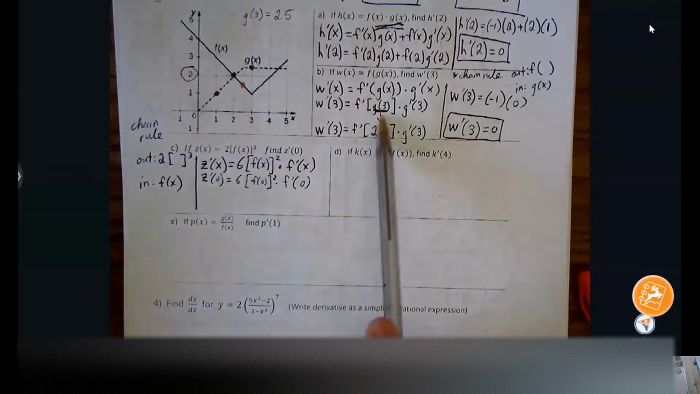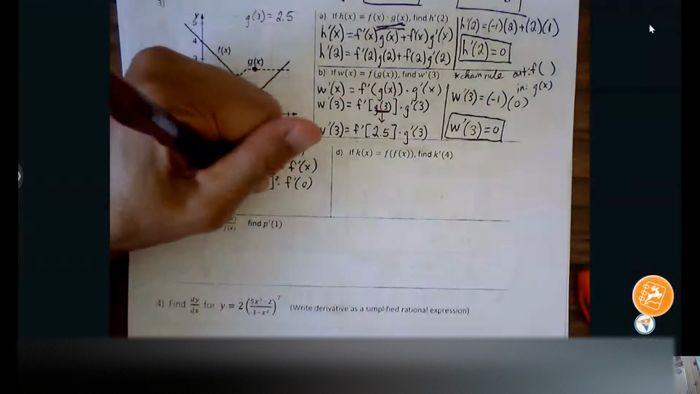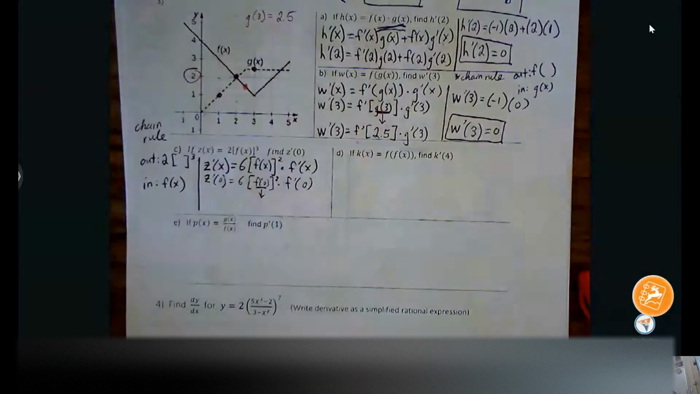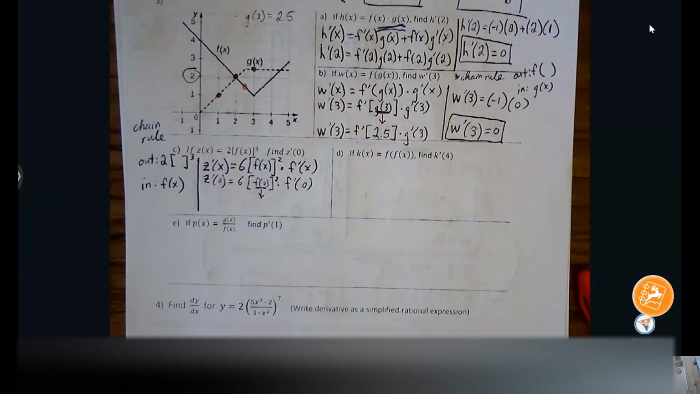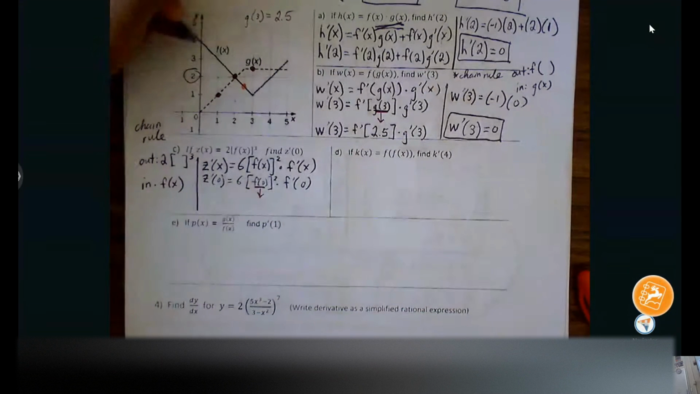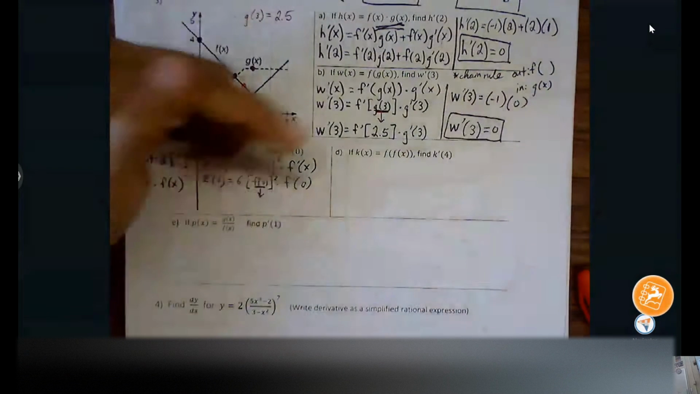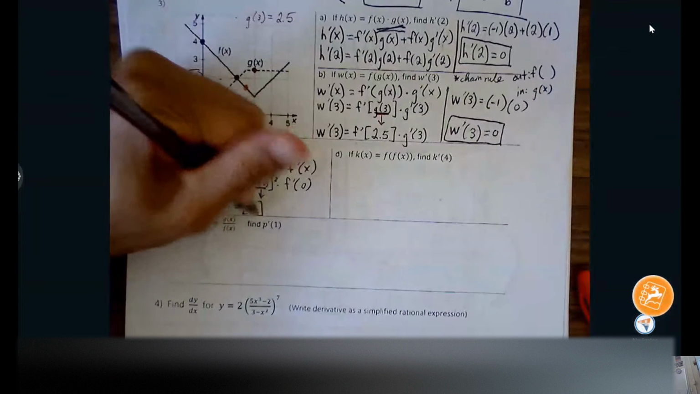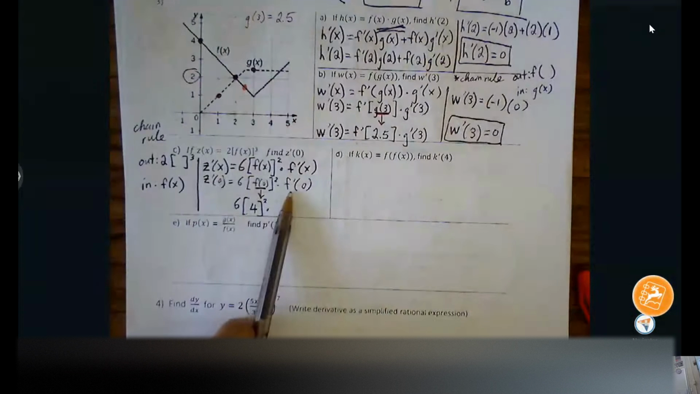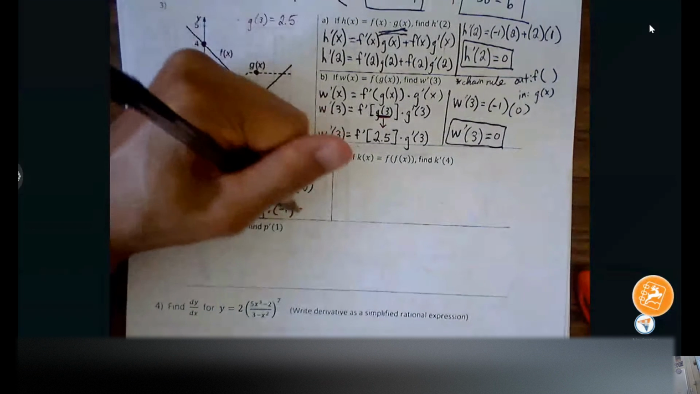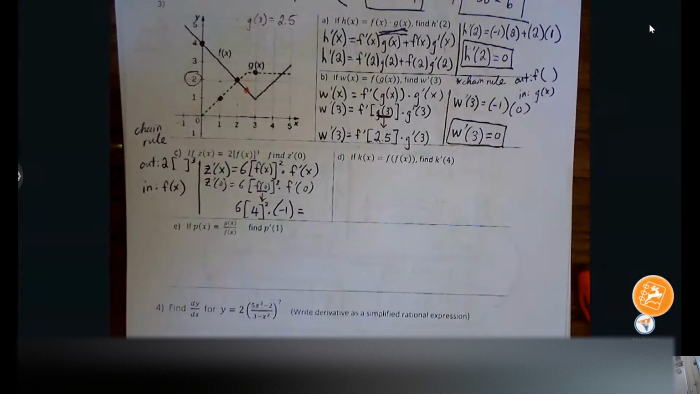Okay, so just like before, we want to start with the easier part, right? Let's work on that f of 0. So what's f of 0? Four, right? So we have 6 times 4 squared times, okay, what's f prime of 0? Close. -1, right? Down 1 over 1. The graph is falling from left to right. So 6 times 16, 96 times -1.